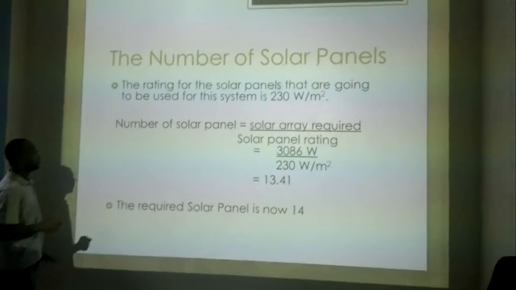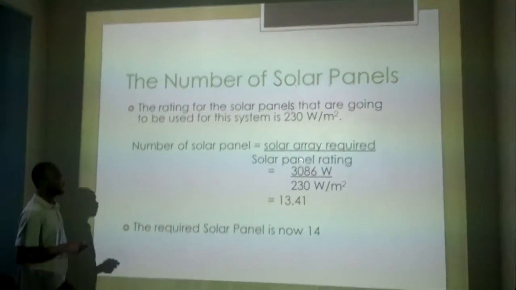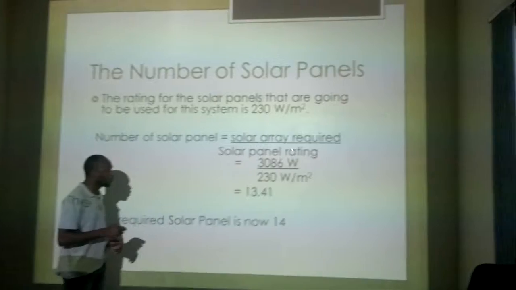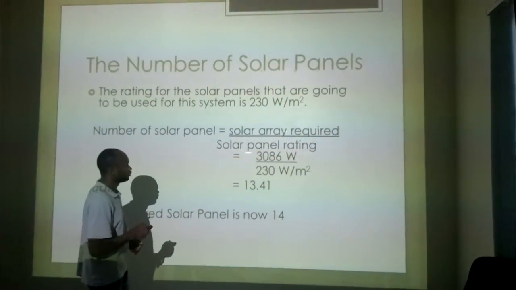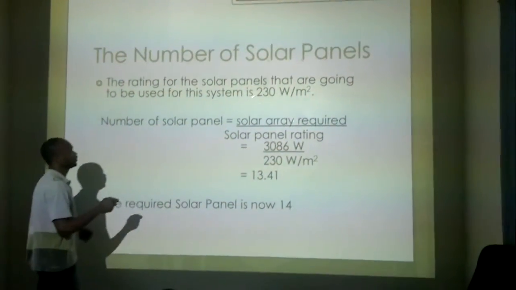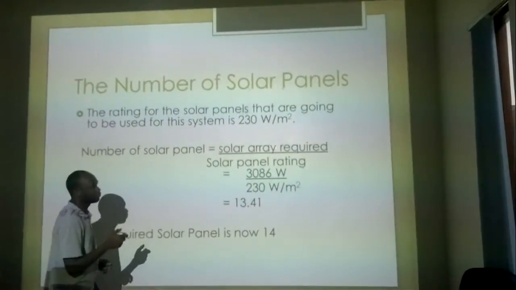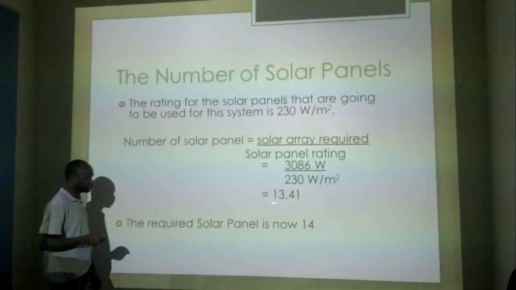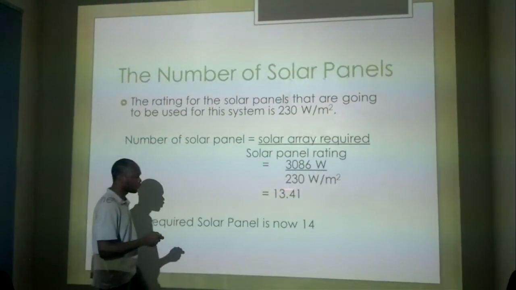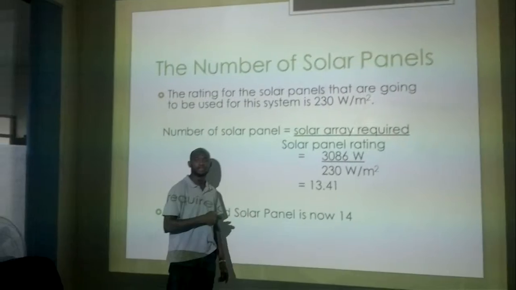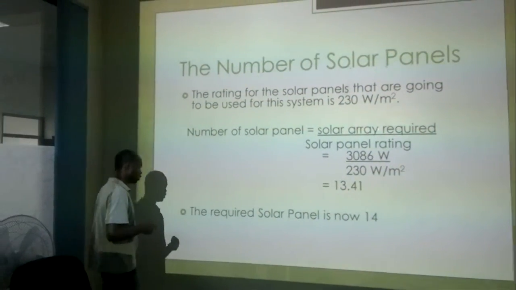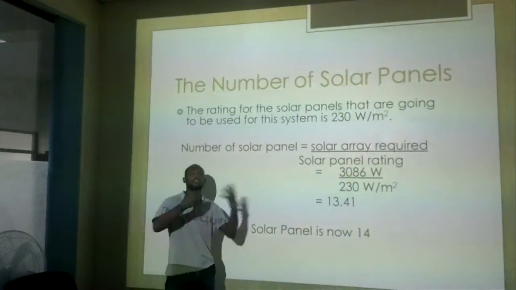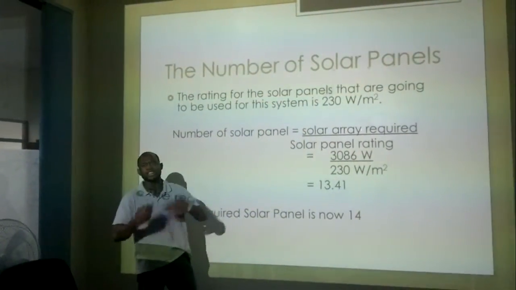Then we go into the number of panels, which is the solar array that we just calculated, divided by the power of the solar panel, or the rating. The rating here is 230 watt per meter square. When we divide that, we get 13.41. But we don't have 13.41 panels, so we round it up to 14. This also gives us a leverage of oversizing, which will go well for the process.